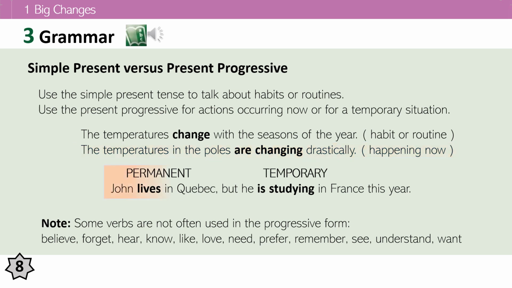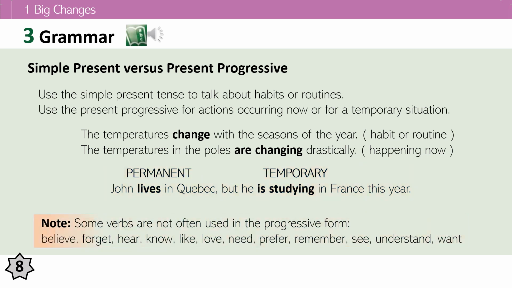Pay attention to this example. John lives in Quebec, but he is studying in France this year. In this example, we have two verbs. Lives is in the simple present, because John lives permanently in Quebec, in Canada, and is studying is in the present progressive, because he is temporarily studying in France, and after that he'll go back to Quebec.